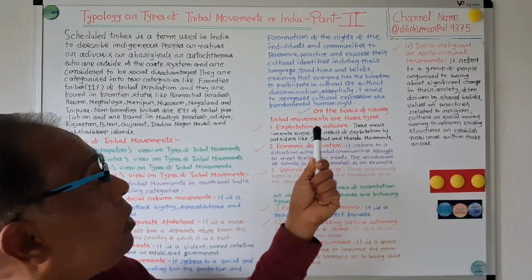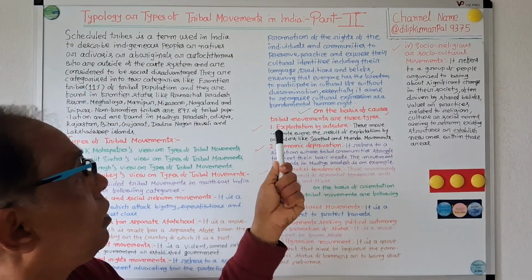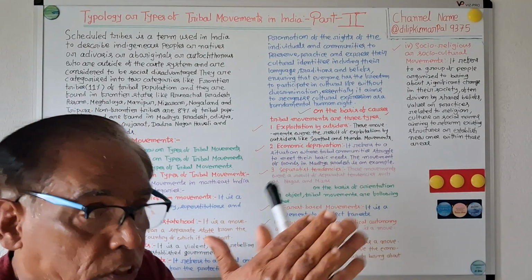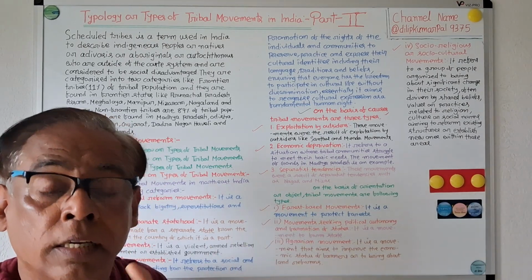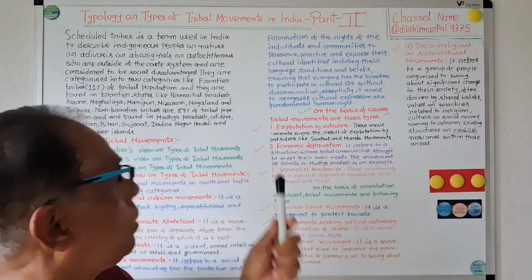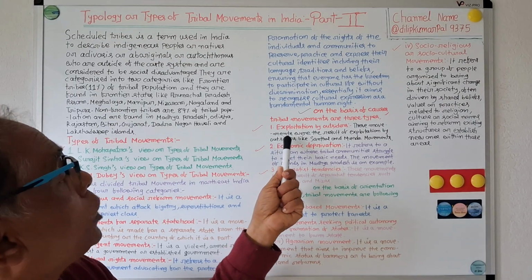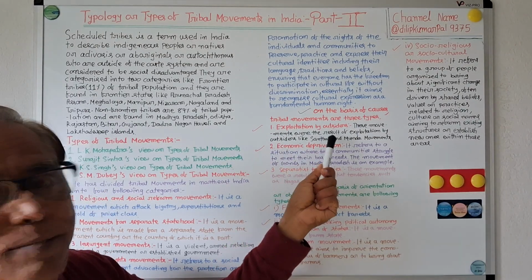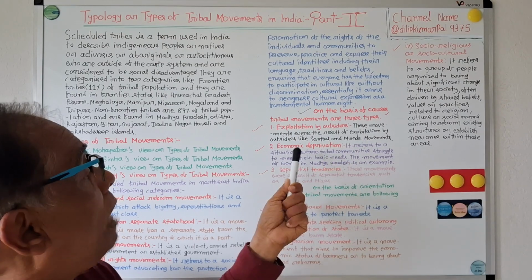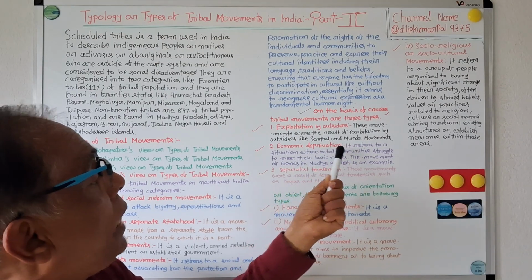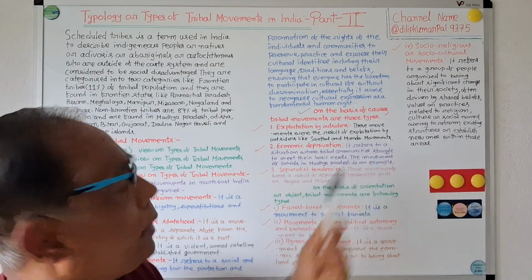Now discuss on the basis of causes. Tribal movements are three types on the basis of causes. Why on the basis of causes or regions? Tribal movements are again three types. Number one, exploitation by outsiders. These movements were the result of exploitation by outsiders like Santhal movement and Munda movements.